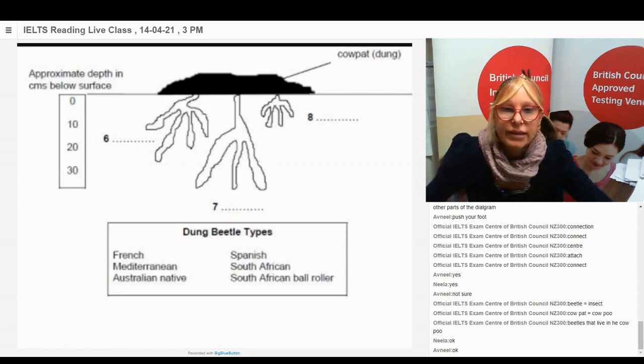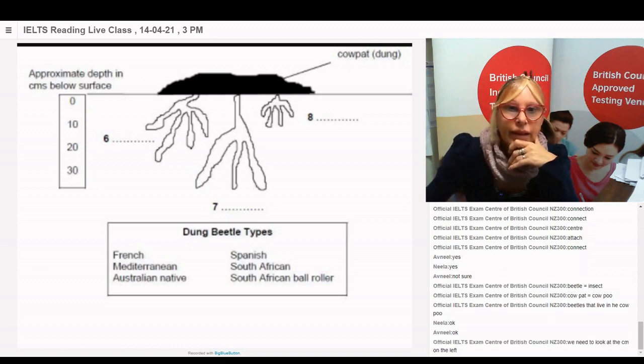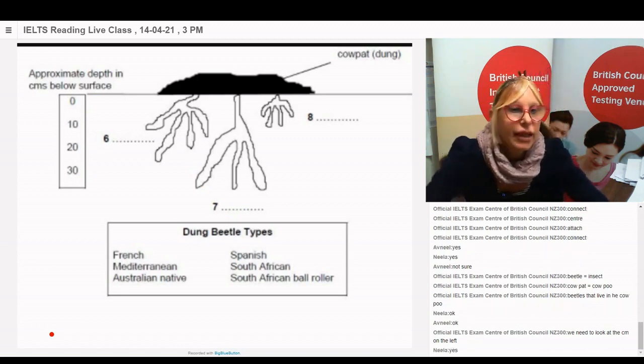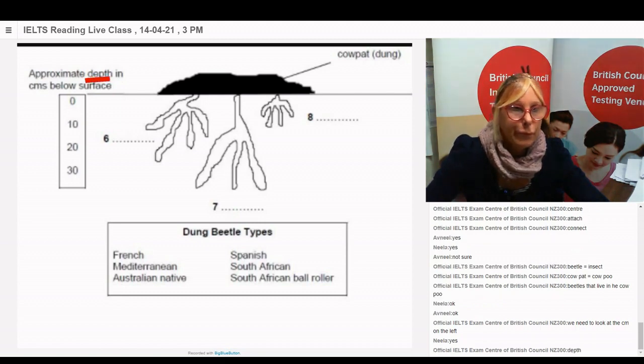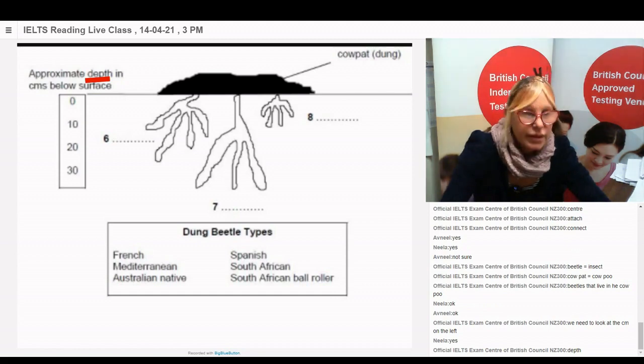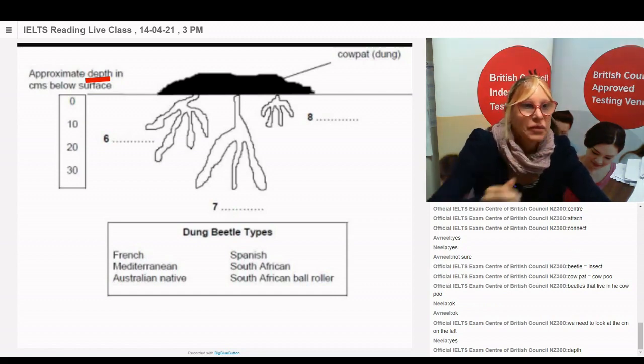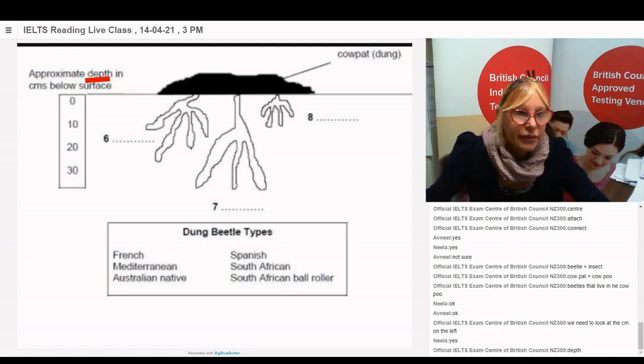Okay, does everyone understand what we're looking for? Okay, another key word that we look at is this word here, depth. What does depth mean? It comes from the word deep.